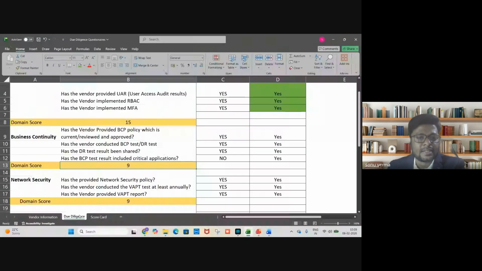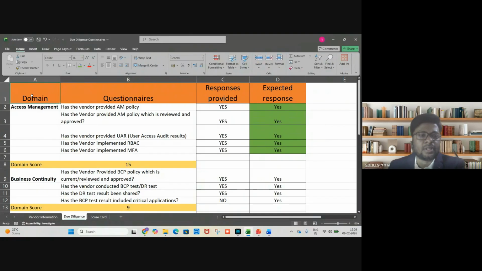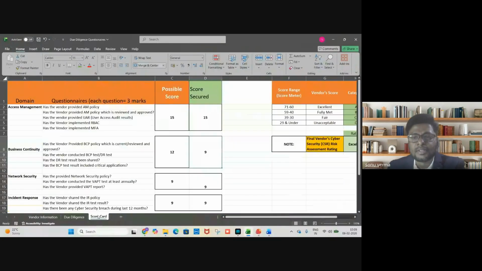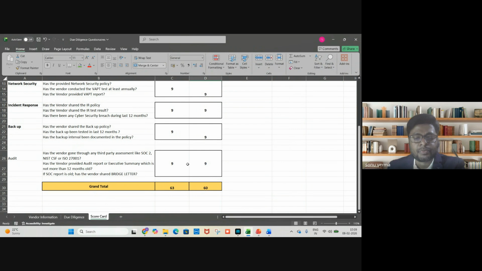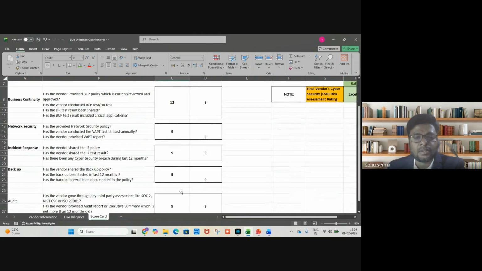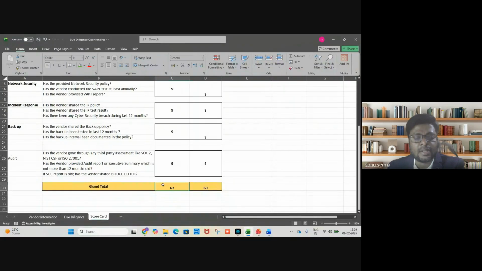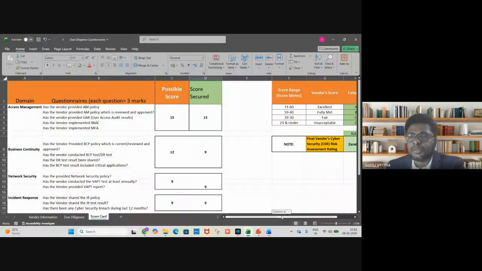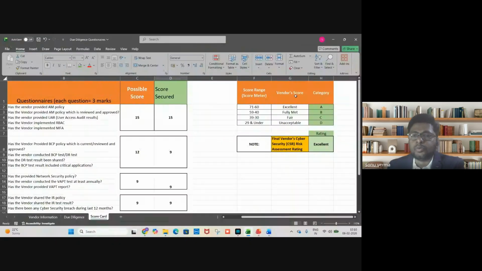The moment vendors start supplying their information, your third-party team does not need to go through this entire portion. The person will simply come here and say, okay, the total score required was 63. 63 is the total score that the client actually needs. But the vendor has scored only 60 marks because the vendor has not deployed multi-factor authentication in their applications. All right. Now, this is the work of you guys who are going to deal with the third-party risk assessment.